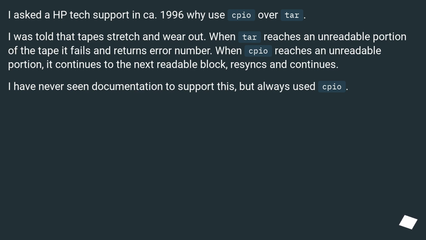I asked HP tech support circa 1996 why use CPIO over tar. I was told that tapes stretch and wear out. When tar reaches an unreadable portion of the tape, it fails and returns an error number. When CPIO reaches an unreadable portion, it continues to the next readable block, resyncs and continues. I have never seen documentation to support this, but always used CPIO.